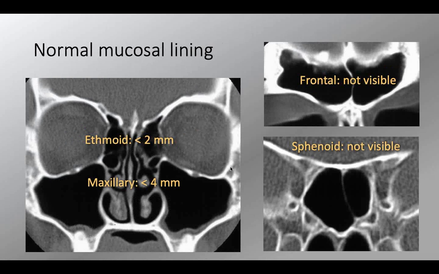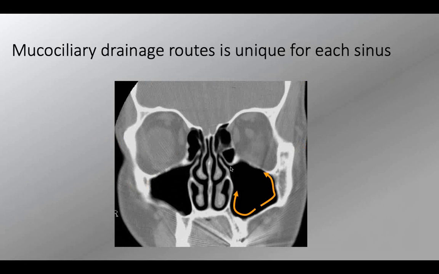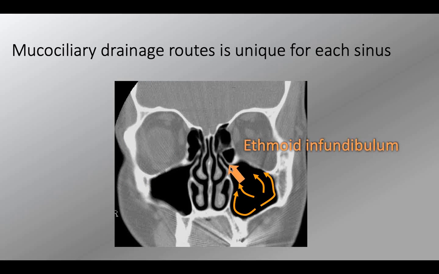So let's start with normal, because in the ethmoid sinuses, the mucosal lining is visible due to the nasal cycle, and in the maxillary, mucosal lining up to 4 millimeters should be reported as normal. But in the frontal and sphenoid sinuses, the mucosal lining should not be visible. The mucociliary drainage route for each sinus is unique. For the maxillary sinuses, it goes through the ethmoid infundibulum, and from the frontal sinus through the frontal recess, as I mentioned for you.